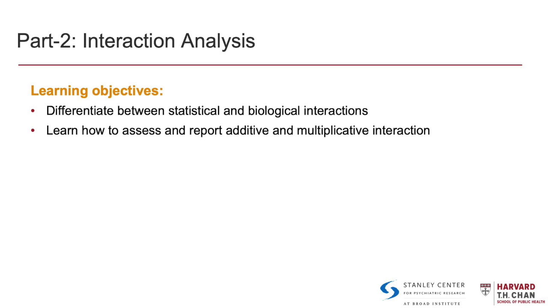This is our part 2, where we've looked at effect measure modification in greater detail. Now we're going to talk about interaction analysis. Our learning objectives are to differentiate between statistical and biological interaction, and to learn how to assess and report, in particular, additive and multiplicative interaction.